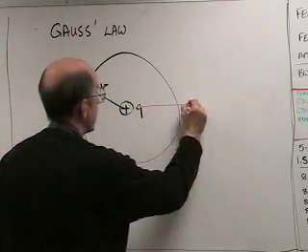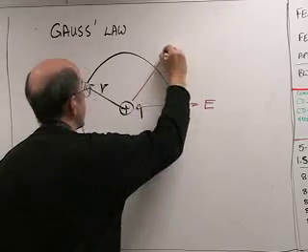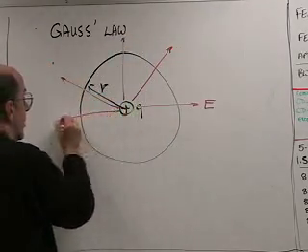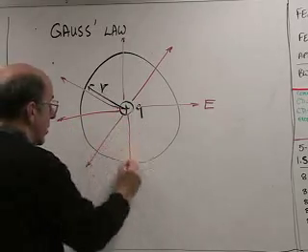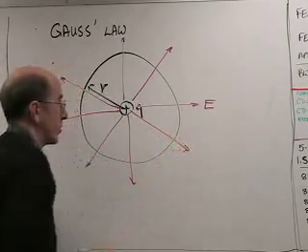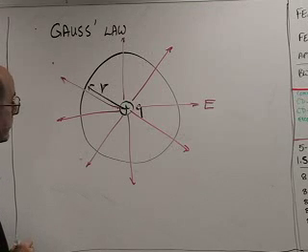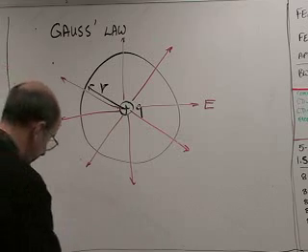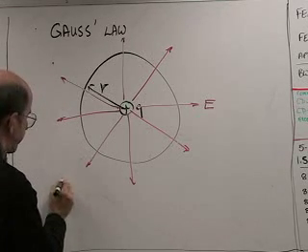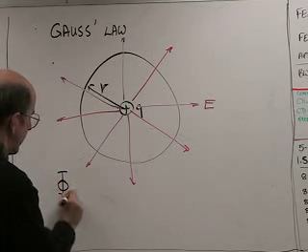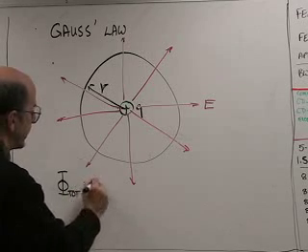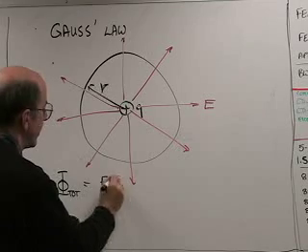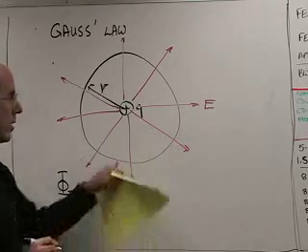So the electric field lines from the charge are going to go like this, and so on. Okay? Now, let's see. We want to calculate the total flux. The total flux is just going to be the total of E dot A over all parts of the sphere.